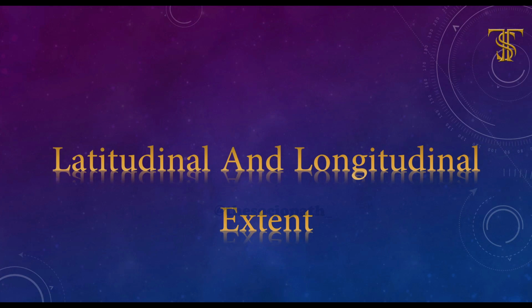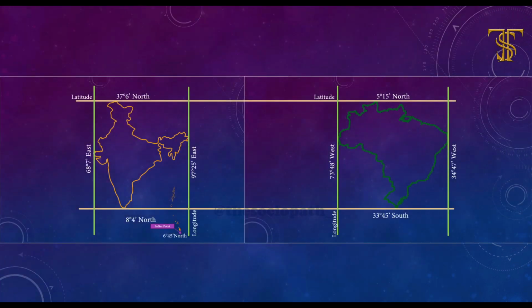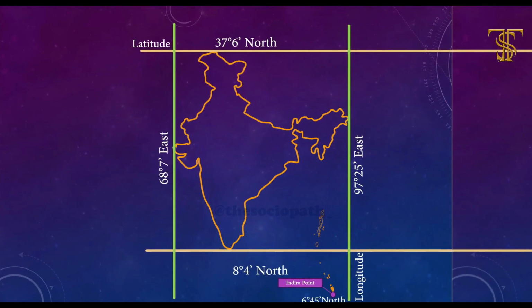Now let's look at the latitudinal and longitudinal extent of India and Brazil. First, let's take a look at India. The mainland India starts from 8 degrees 4 minutes north to 37 degrees 6 minutes north, whereas the island groups start from 6 degrees 45 minutes north from the Indira Point.